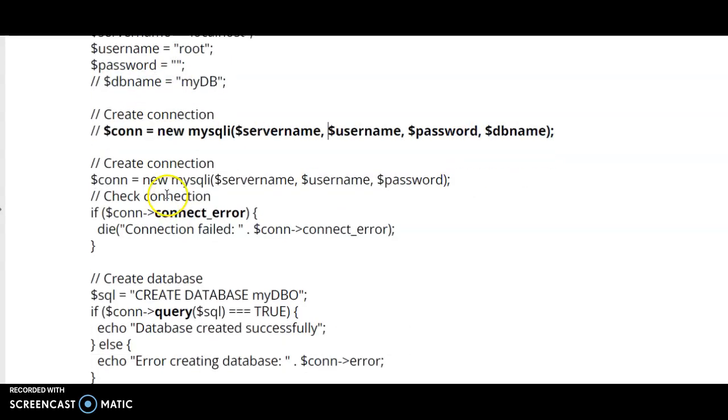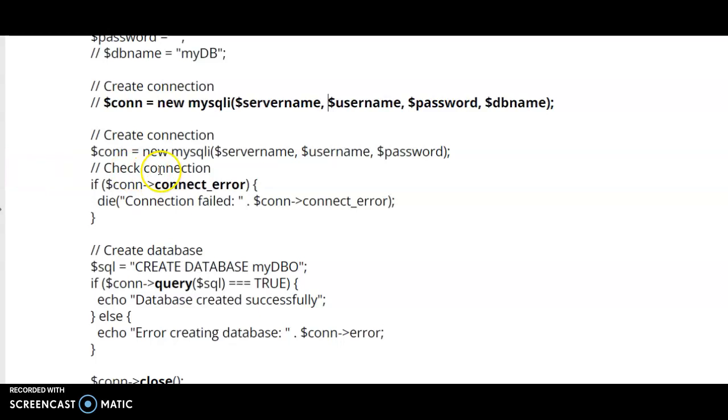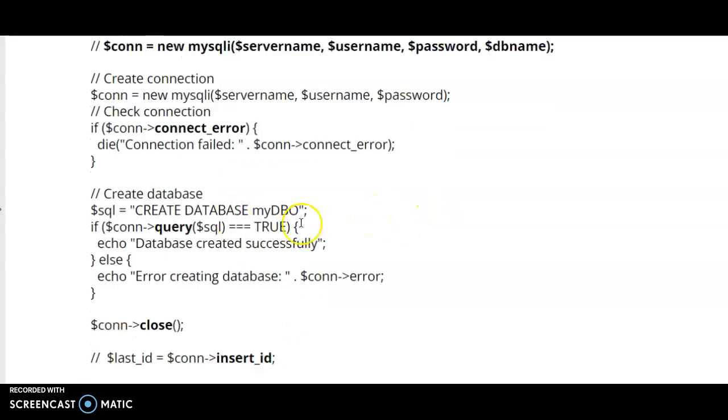Create the connection the same way. If the DB name is not present, then $con is new mysqli with server name, username, and password, which means we will add the DB name later. Okay. Then check the connection. For the check connection, if $con connect_error, then die function: connection fail, and $con connect_error will be echoed.